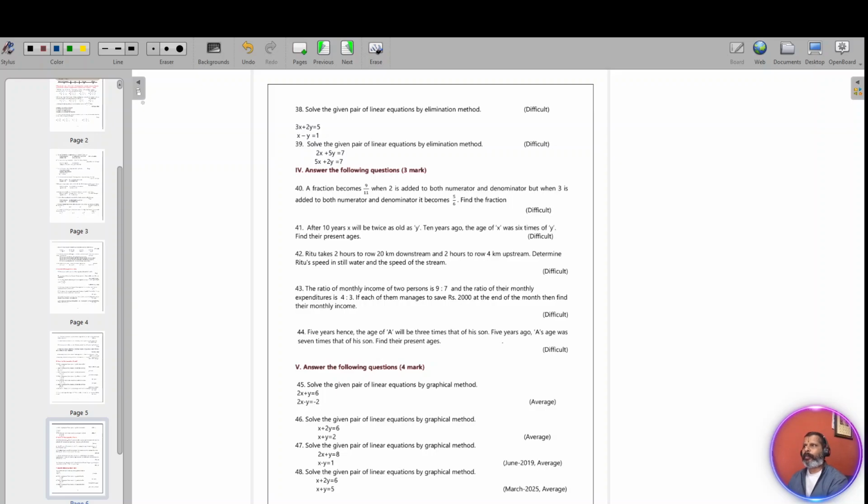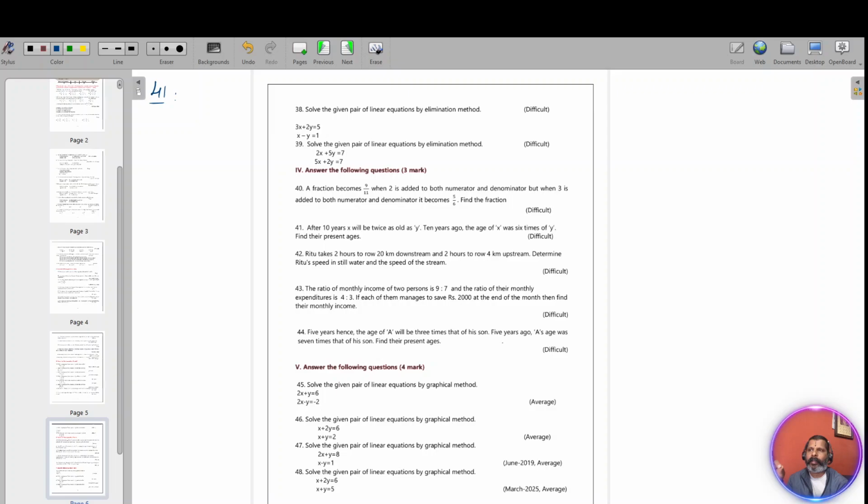All are important. I don't want you to mark particularly if something is important. All these main questions are important. After 10 years, x will be twice as old as y. So after 10 years, the current age of x is what, the current age of y is what, we don't know. Current age of x is x, current age of y is y.